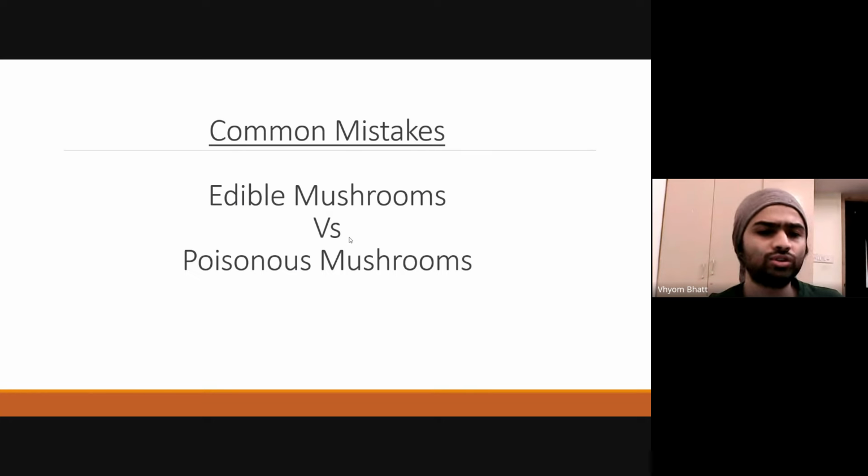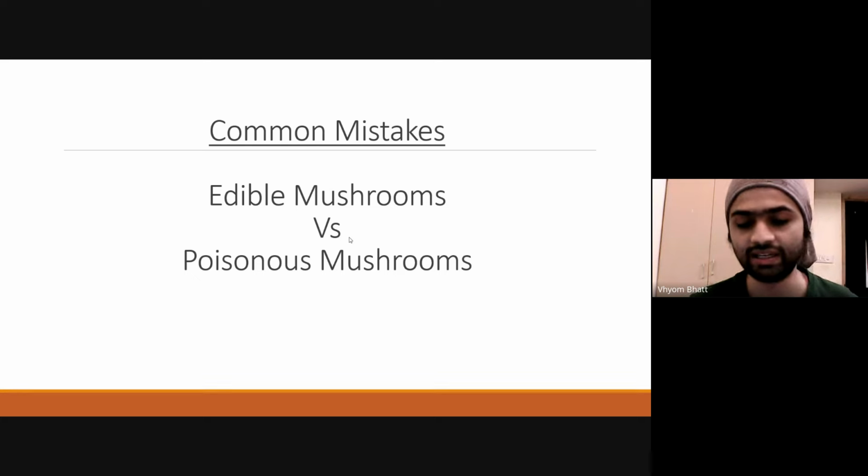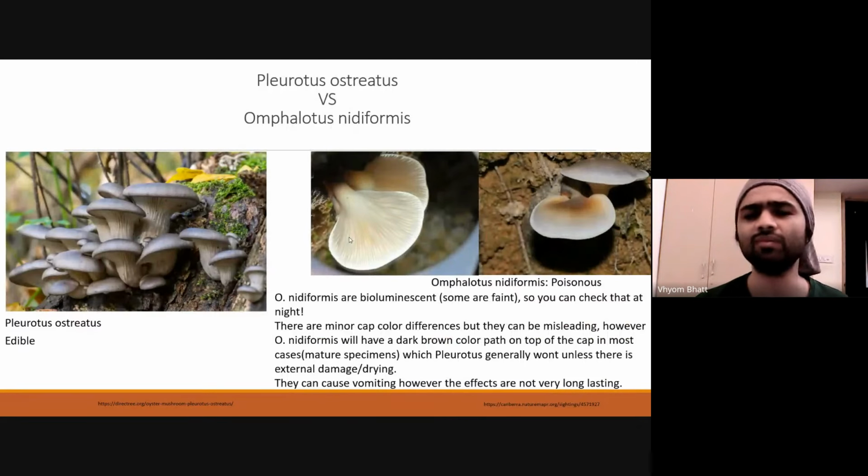So now we are almost at the end of this presentation. Again, see, IDing and edibility are very much close together. Okay, till it's not ID'd, you cannot say if it is edible or not. And hence, I have shared some common mistakes that people make and end up poisoning themselves. One is Pleurotus ostreatus versus Omphalotus nidiformis. So on the left, you see a Pleurotus ostreatus. On the right, you see Omphalotus nidiformis, underside and top side.